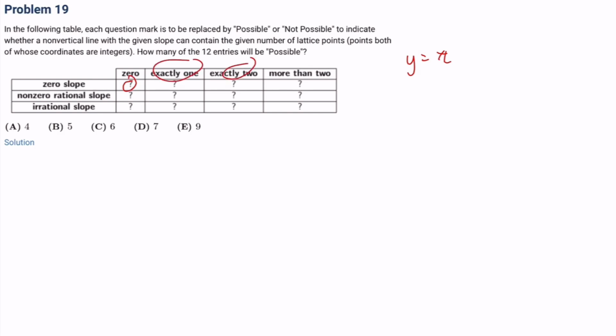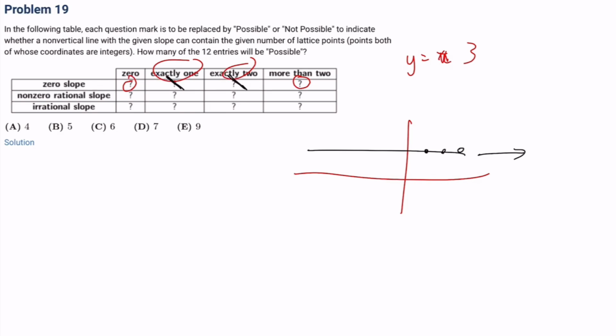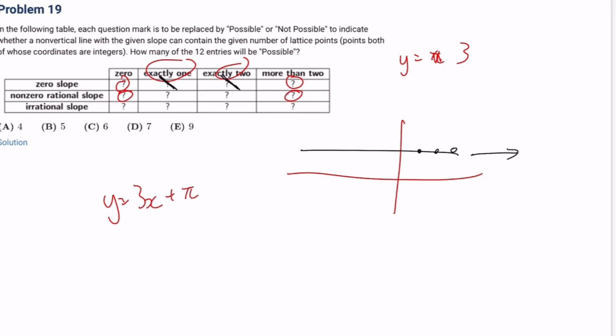Next is 1 and 2, but if you have a 0 slope, then if you have 1 point, you will also have 2 points and 3 points and then infinitely many points, right? So these two are not possible, and infinitely many points is obviously possible, like y equals 3 or something. And for non-zero rational slope, like y equals 3x, that is possible when it's more than 2, right? And 0 is also possible, because look at things like y equals 3x plus pi. Then your line doesn't go through any lattice points. But exactly 1 and exactly 2 is impossible like that.